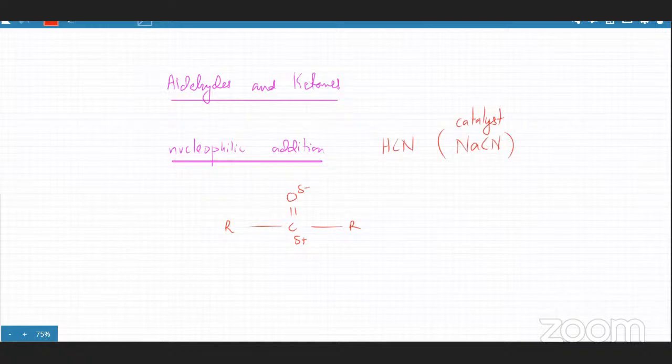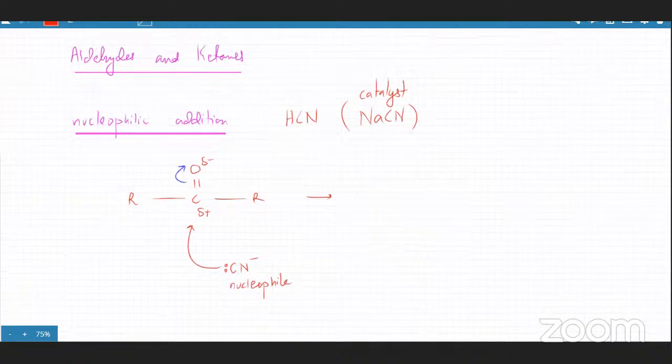So if you add this, the CN minus is going to get attracted to the carbon which is positive. It's going to act as a nucleophile. Nucleophiles are attracted to positive charge. And when it gets attracted to the carbon which is positive, because CN is negative, the electrons over here are going to get repelled. So the molecule that would be formed is an intermediate.